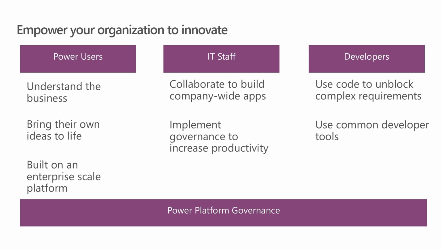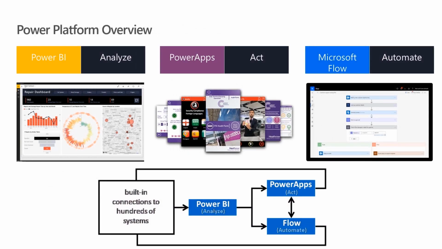Now that we've covered how the Power Platform fits into the vision and strategy in your organization and how it can be leveraged across to build solutions, let's talk a little bit more in depth and dive a little bit deeper into some of the individual components. We've mentioned that there's Power BI. Power BI is focused on the analyze. PowerApps is focused on the act. So in other words, taking action based on some of the data that's presented to you. And Flow is really all about automating.